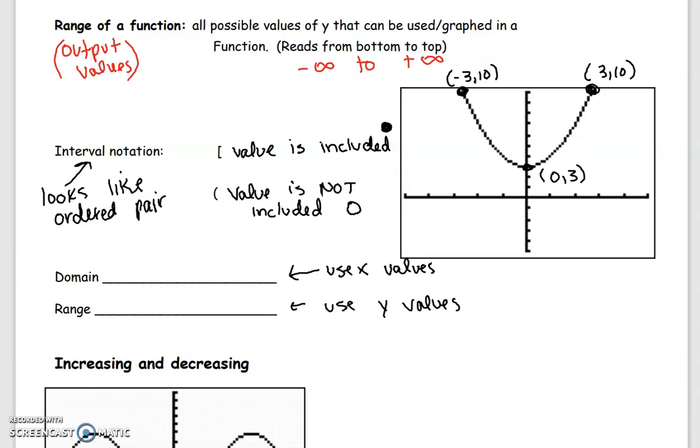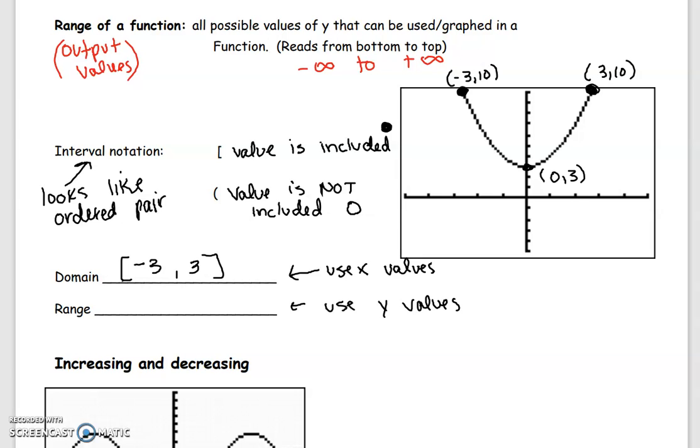Okay. So we're going to use our x values. We're going to go for domain, our x values from left to right. So what's our furthest spot left? We're here at negative 3. Does it include this? Is it a solid circle? Yes. So we're going to use a bracket. And we're going to put a negative 3 because that's the furthest we go left. How far do we go right? The farthest we go right is 3. And is it a closed circle? Yes. So we're going to use another bracket and we're going to put a 3. So it's between negative 3 and 3, with a comma between it, kind of like an ordered pair.